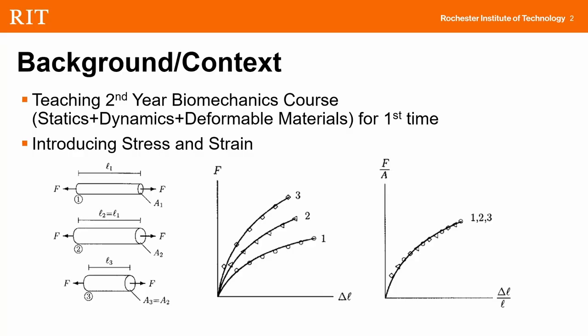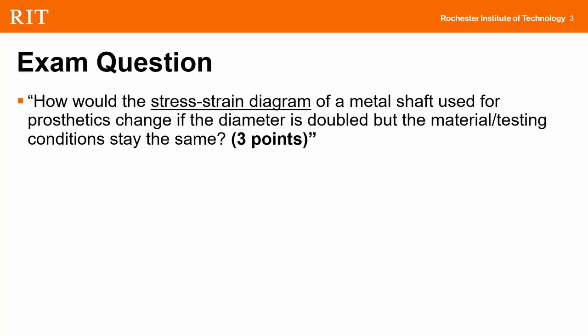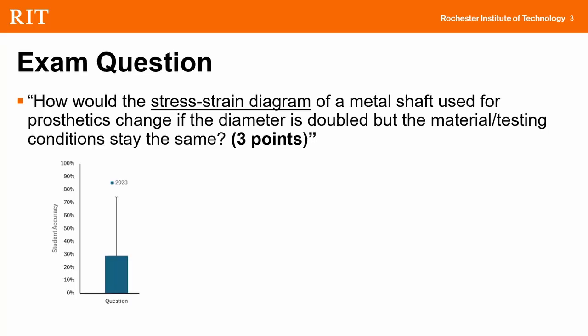And we go through the standard homeworks where they're calculating stress and strain and so on. And then on the final, I had a question: how would the stress strain diagram of a metal shaft change if the diameter is doubled, but the material and testing conditions stay the same? This is going to be a super easy question for these students, where you just say it stays the same because stress strain only depends on material and testing and not geometry. And about 25 to 30% of the students got this correct.